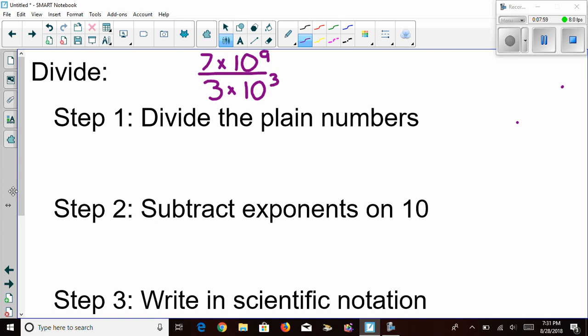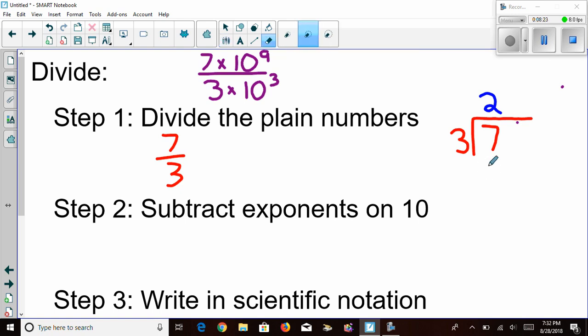I need to start by taking 7 divided by 3. If you need to, it does not hurt to do it by hand. 3 can fit into 7 2 times. I'm sorry, backtrack. I apologize. We all make mistakes. 3 times 2 is 6. I subtract. Now that leaves me a 1.